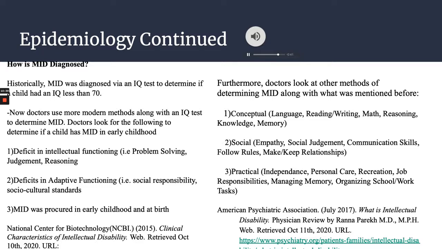So, as I mentioned before, IQ was used to determine if an individual had MID, or mild intellectual disability. But it is still used to some degree, but now doctors and psychiatrists are looking for more practical and more modern ways to determine if a person has MID, and this is how they are going to diagnose this condition.